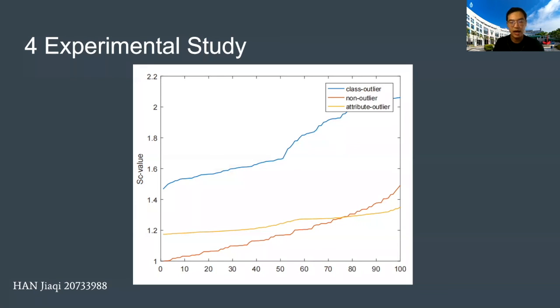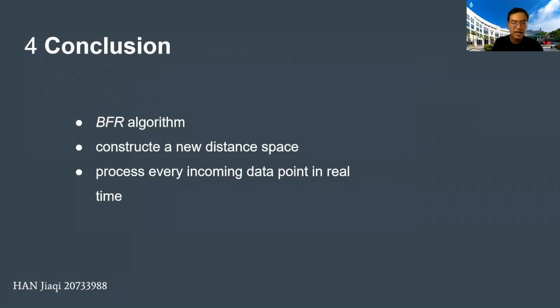Otherwise, it's a non-outlier. In our project, we proposed an effective algorithm for multi-view outlier detection in data streams. Based on the characteristics of streaming data, we used the BFR algorithm to represent clusters, which allowed us to maximize the use of memory. We also easily detect class outliers by constructing a new distance space, which makes our algorithm efficient and able to meet the requirements of streaming data processing.